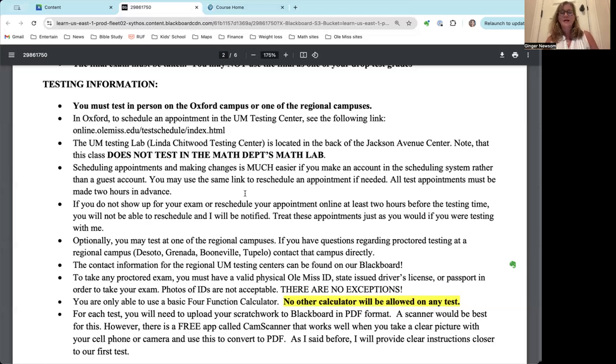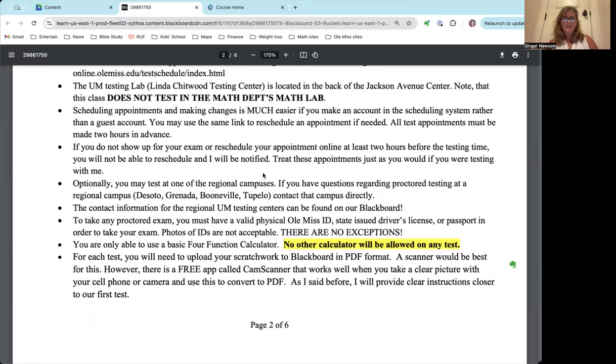You've got to schedule. And you'll go in, the testing center is next to the Malco. It's in the Jackson Avenue Center. If you walk in there, it's towards the back. It's just an area where they'll let you take your test and proctor you there. Okay? All right. Like I said, it says in here a little bit about it. You've got to have your ID, the four function calculator. You can't have your own calculator, things like that.